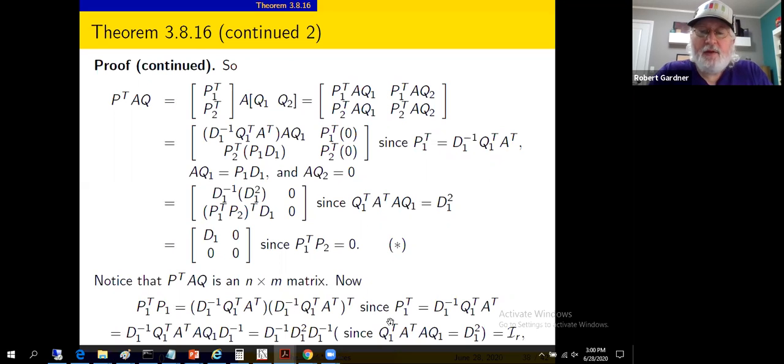We had this relationship with D1 squared. There it is. And I got it right here. We looked it up just a second ago from the previous slide. So we can take this Q1 transpose A Q1, these center 4 matrices, and replace them with D1 squared. Now we got D1 inverse, D1 squared, D1 inverse. That's an identity matrix. It's an R by R identity matrix, but we're getting close. Okay.